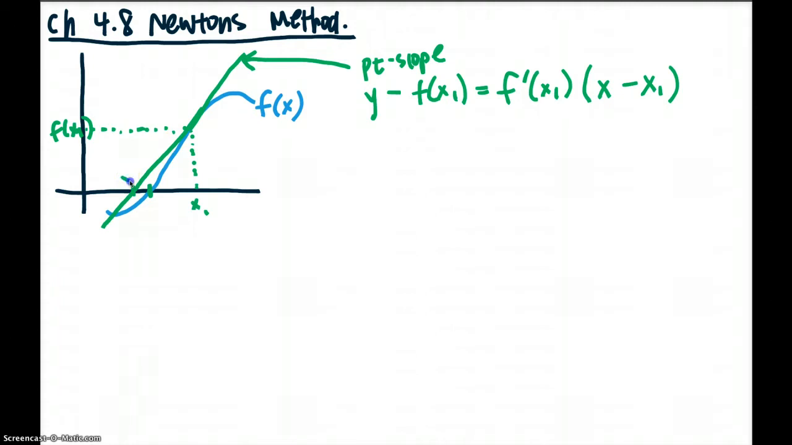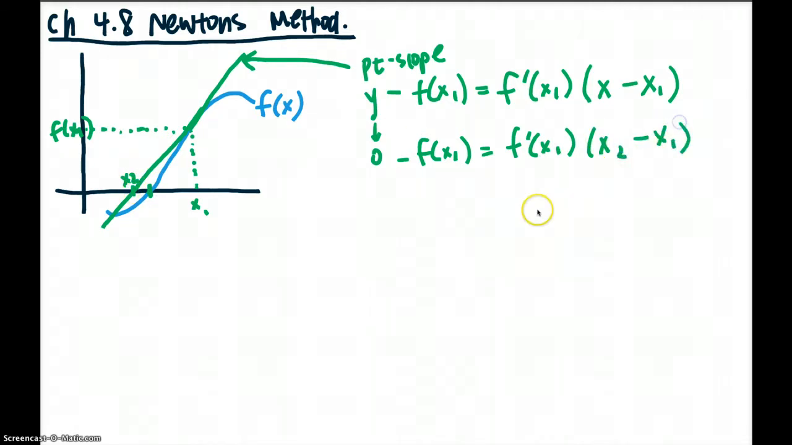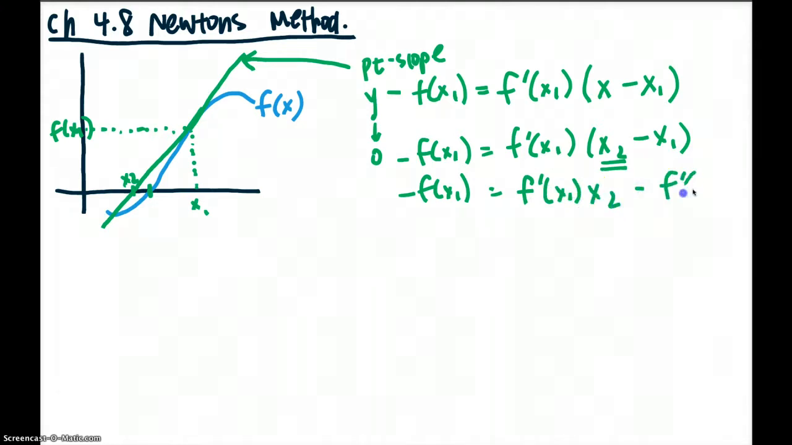Now what I'm going to do next is solve for the x-intercept by plugging in 0 for y. And if I plug in 0 for y, this x value is now going to become the x-intercept, x sub 2. And what I'm going to do next is solve for this x sub 2. So I'm going to distribute this in. So f prime of x sub 1 times x sub 2 minus f prime of x sub 1 times x sub 1. Again, this is what I'm solving for.